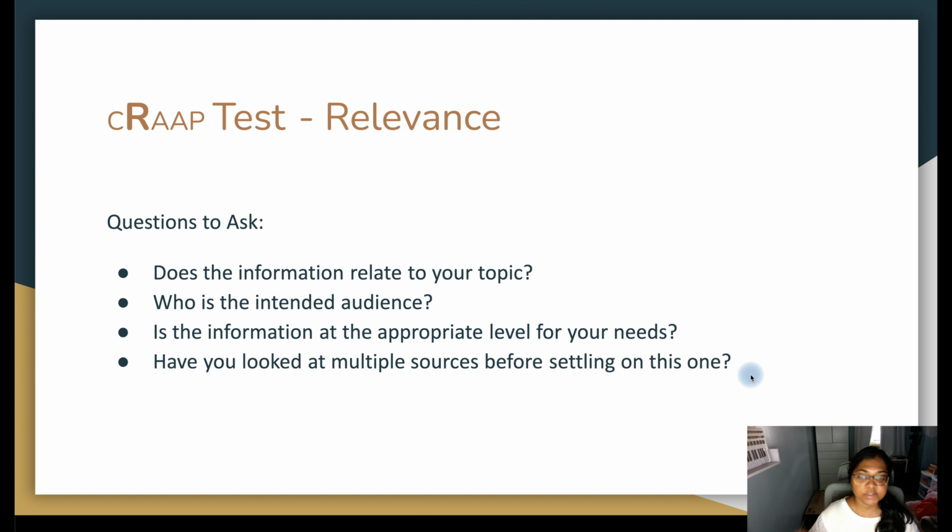So you don't want to just pick an article and say, oh, hey, this answers all of my questions. That's it for me in my research. You want to look at multiple articles and verify this information before you actually use this one article in your paper. And also broaden your understanding of the topic by looking at multiple sources.